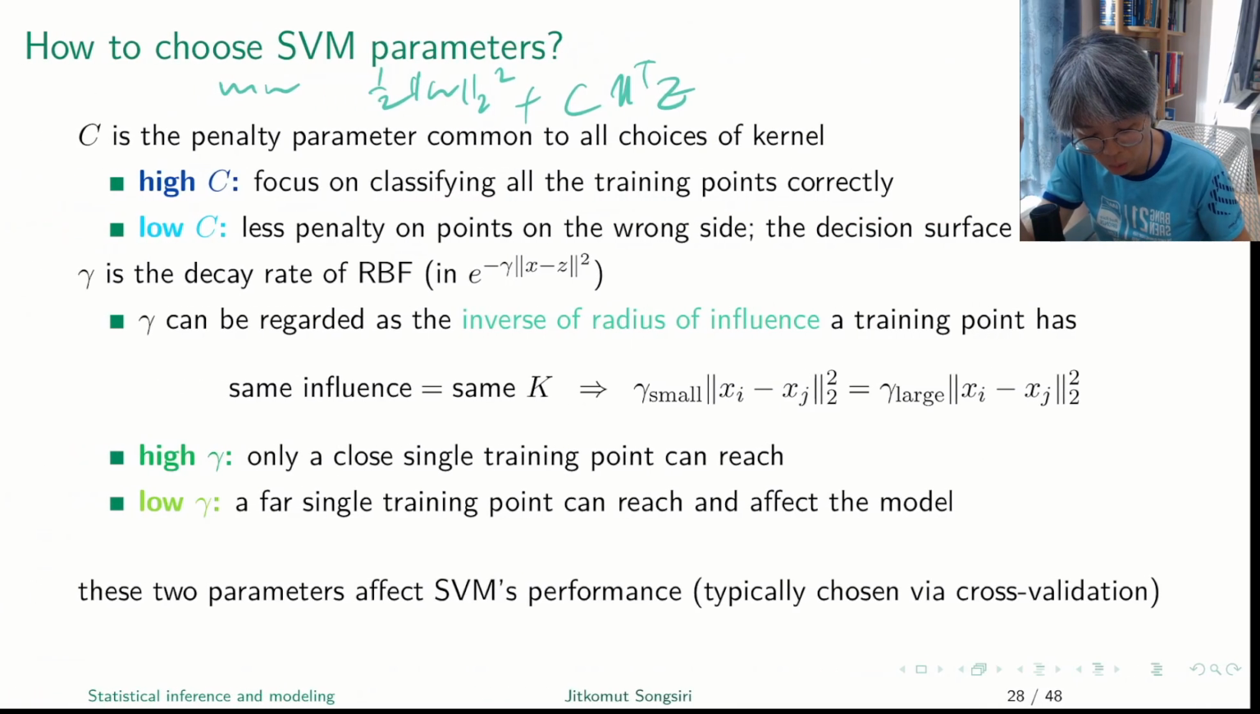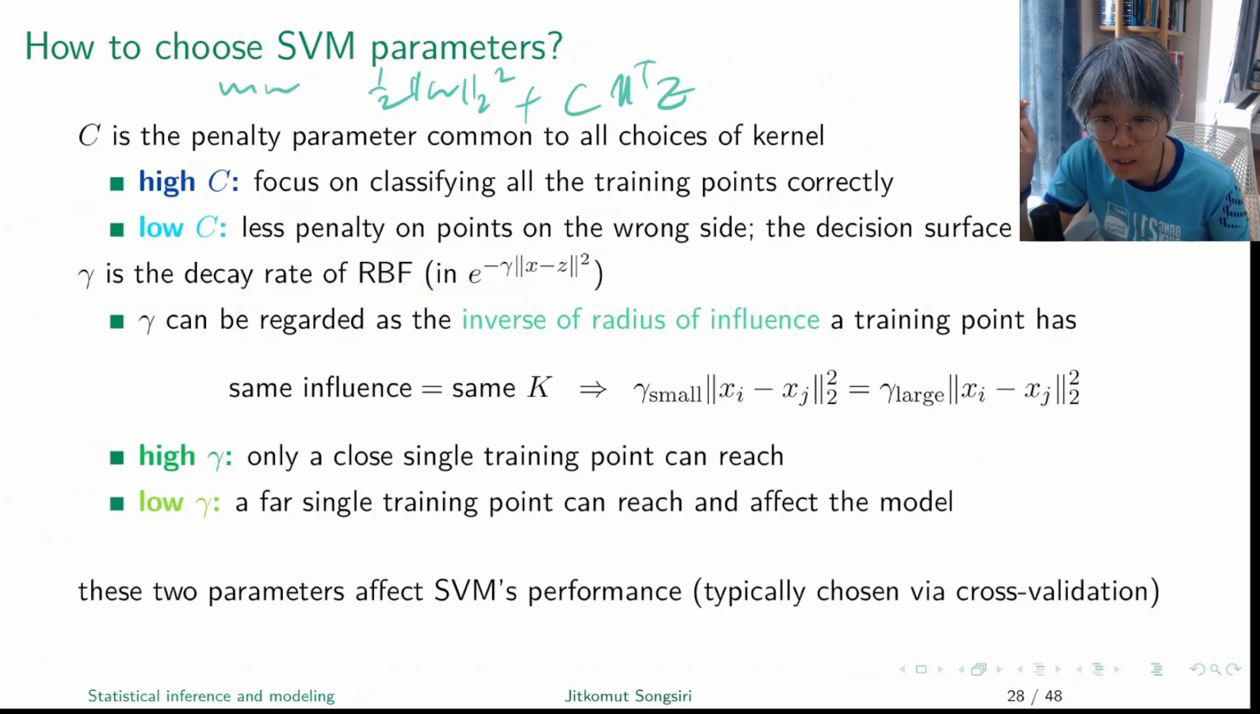Your decision region will be more wiggly. And for low C, of course, the effect is the opposite, you care less. You allow some points to be on the wrong side, so the decision surface is going to be smoother.